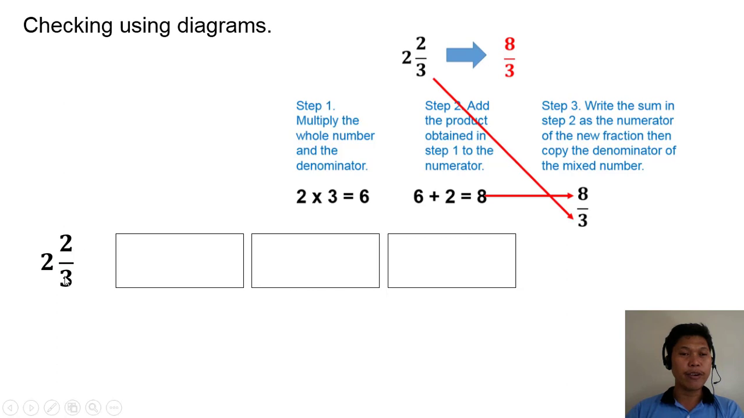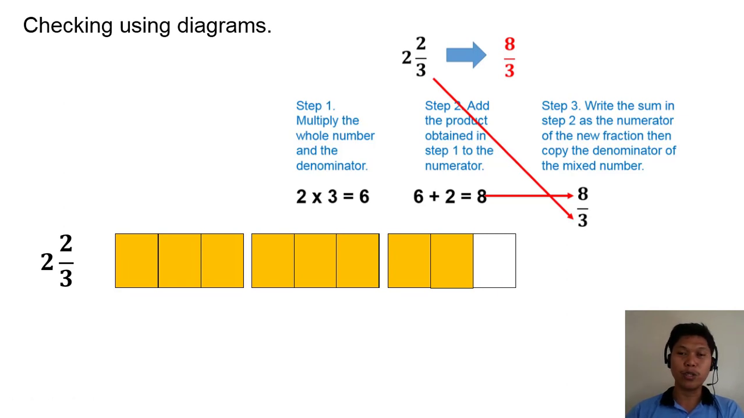And then, we are going to divide each part by 3. So, 1, 2, 3. And then, shaded yan lahat. Shaded rin yan lahat para meron na tayong 2. This is 1, this is 2. And then, kailangan natin i-shade ang 2 parts. 2 out of 3. And we got this diagram, which is the diagram of 2 and 2 thirds.